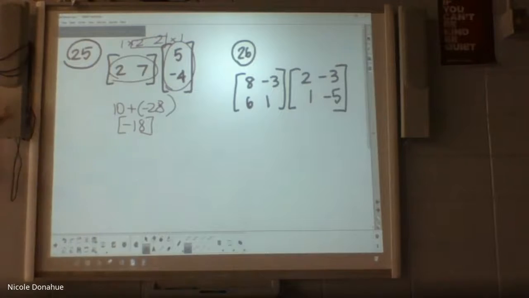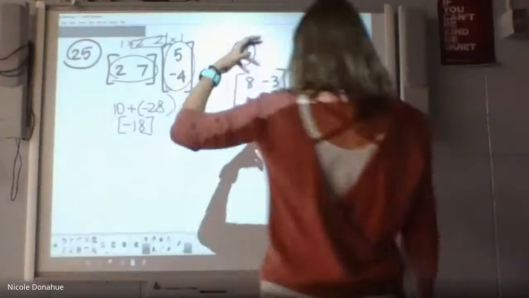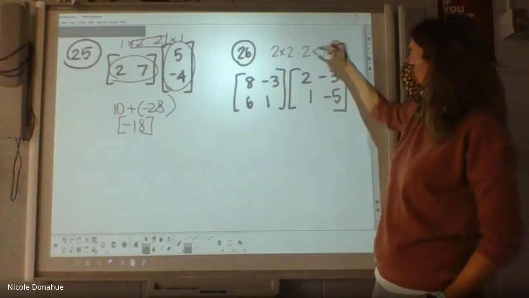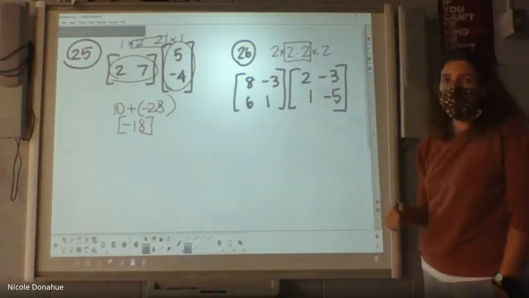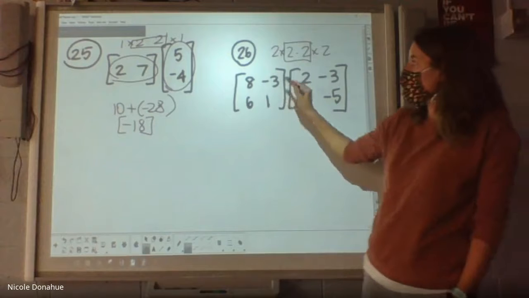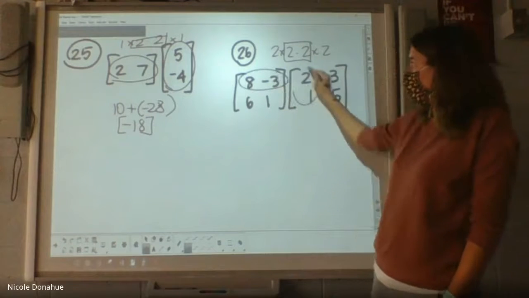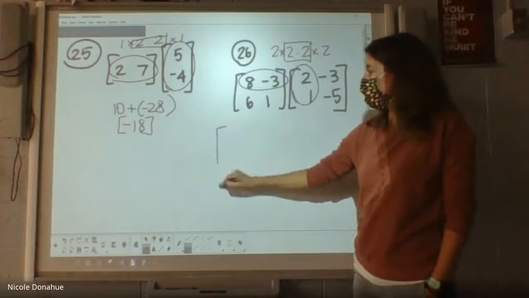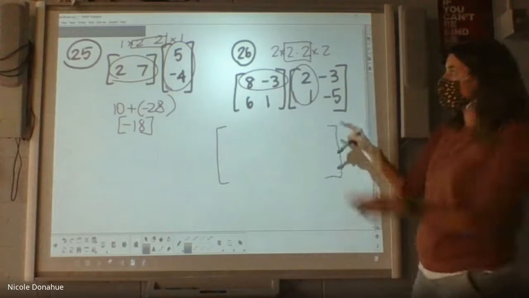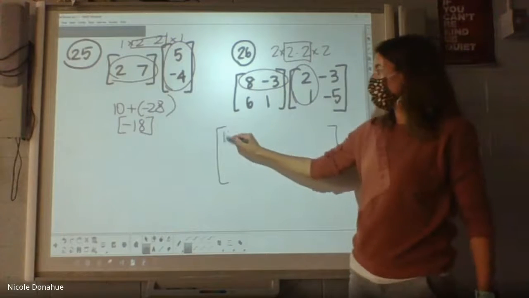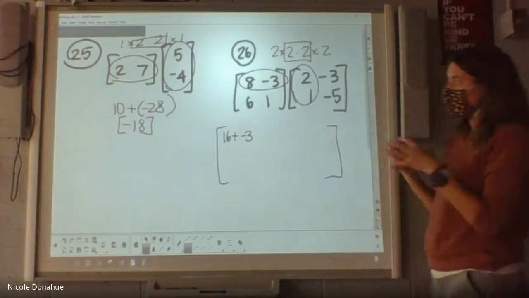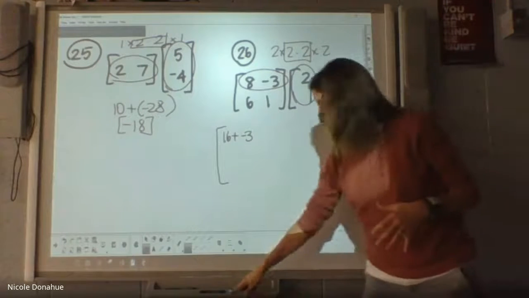Whereas even though 26 has more numbers, it's probably a little less confusing that way because it's a 2 by 2 times a 2 by 2, so the answer is going to be a 2 by 2. But remember, you have to do row by the column. So 8 times 2 is 16, plus -3 times 1. And I'll put those together.